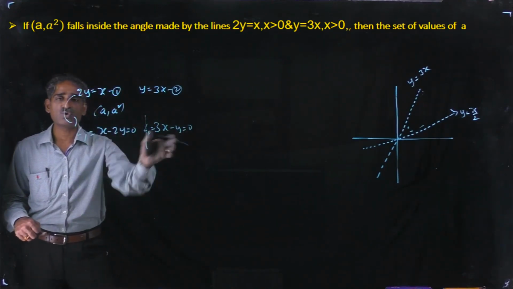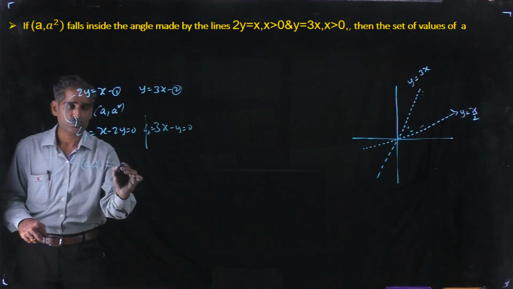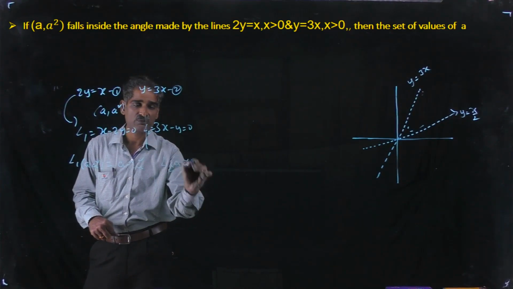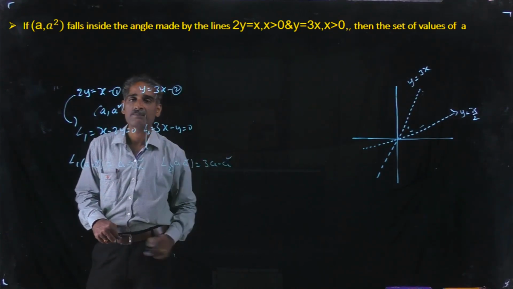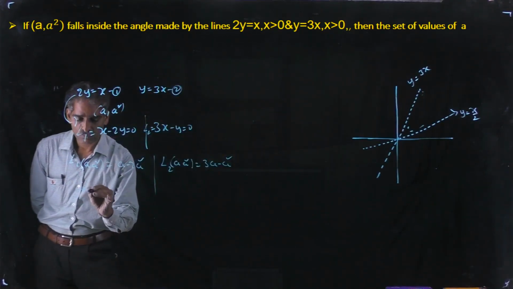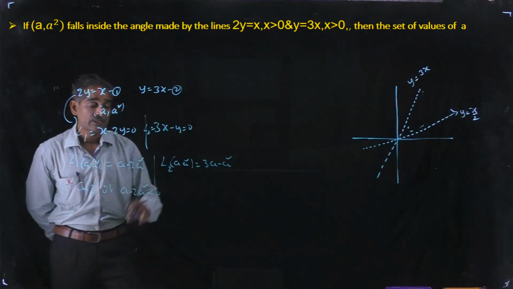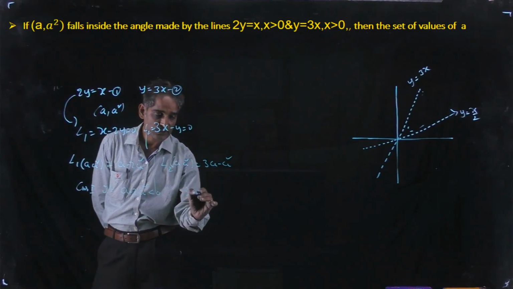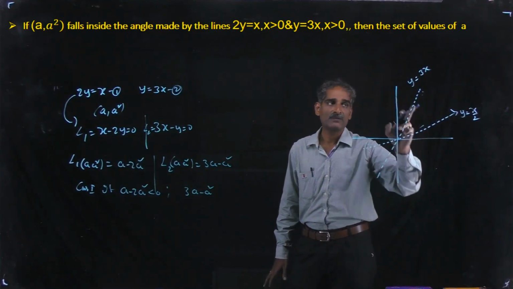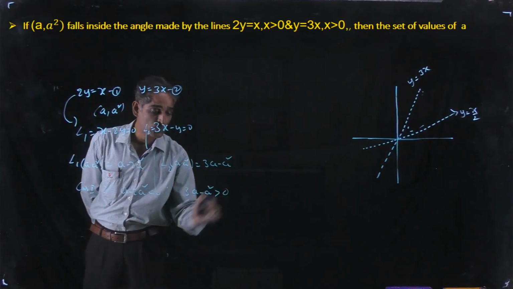Now substitute this point in both the equations. L1 at the point a comma a square gives a minus 2a square. L2 at the same point a comma a square gives 3a minus a square. So we have to take the nature for this case 1. If a minus 2a square is less than 0, definitely the other should be greater than 0, because this point lies here, that means opposite to both the lines. For this right side, for this left side. So we have to take opposite signs.